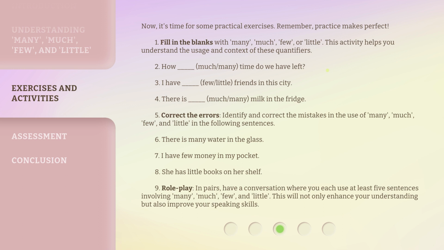5. Correct the errors. Identify and correct the mistakes in the use of many, much, few, and little in the following sentences. 6. There is many water in the glass. 7. I have few money in my pocket. 8. She has little books on her shelf.